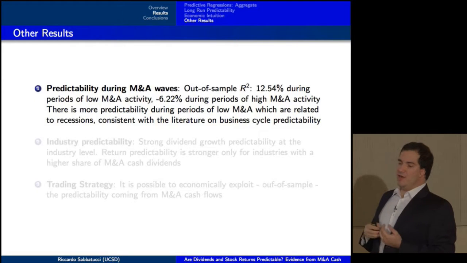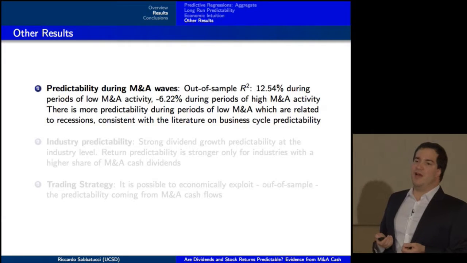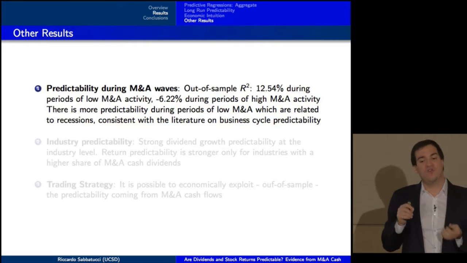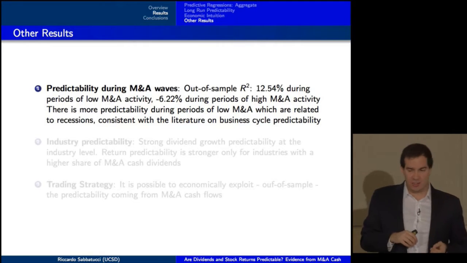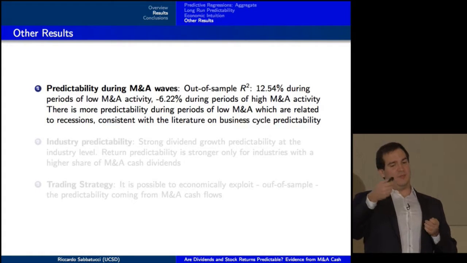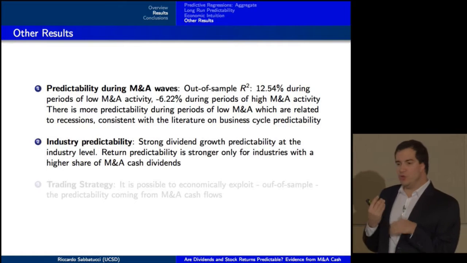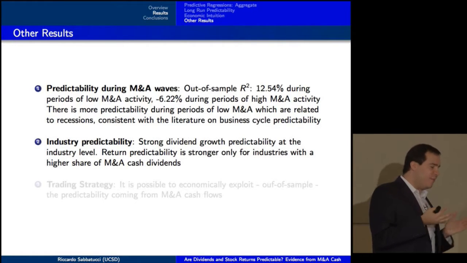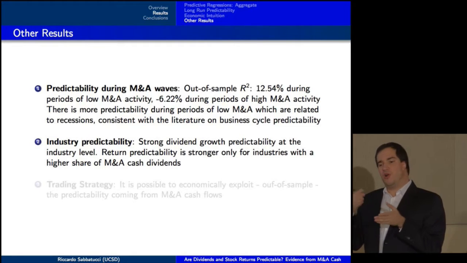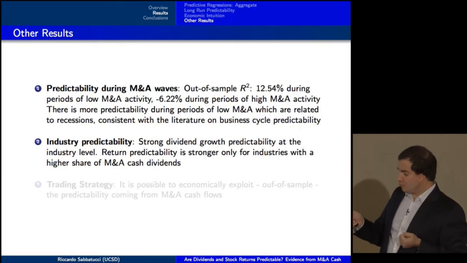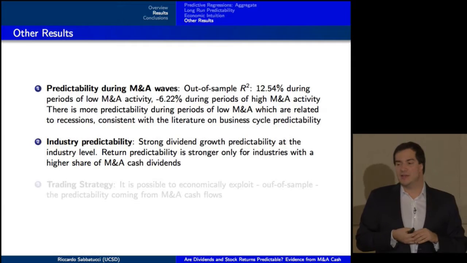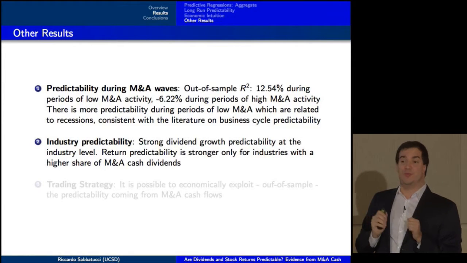There are a couple of other results in the paper. I do find stronger predictability for excess return out of sample during periods of low M&A activity, which are related to recessions. And this result is consistent with the many recent papers that look at business cycle predictability. Moreover, we know that some industries are subject to more M&A activity than others, right? So a natural question would be, are those industries more predictable? So the answer to this question is, for dividend growth, no. Any single industry I've looked at, once you include cash dividends coming from M&A, is predictable.